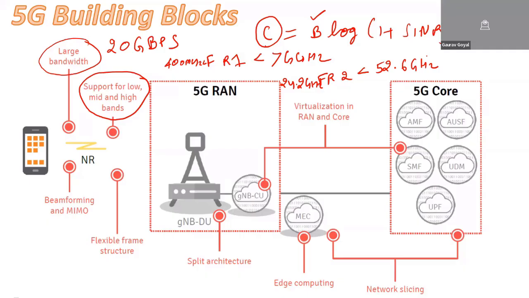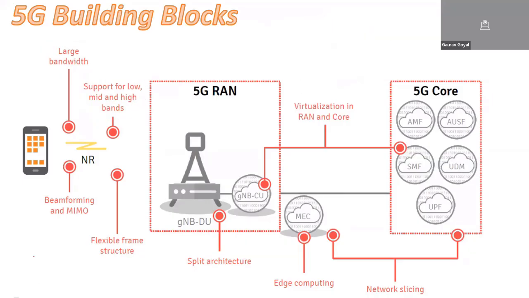And you know very well that the data rate I can achieve on the air interface is directly proportional to the size of the channel, right? In case of LTE, maximum bandwidth is 20 megahertz, and with the help of carrier aggregation, it can go up to 100 megahertz. Now we are talking about 400 megahertz channel bandwidth, so that can provide a lot higher data rates, right? Another building block is beamforming and MIMO.